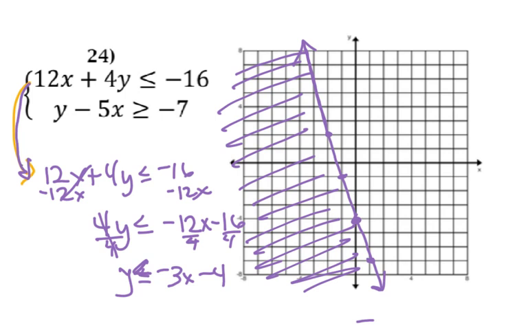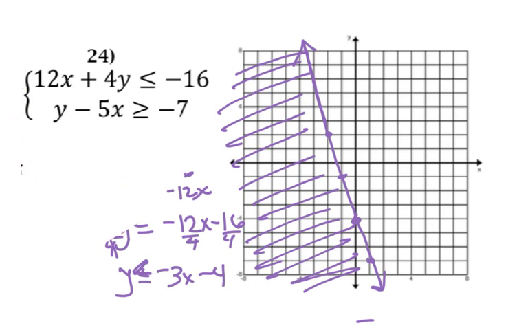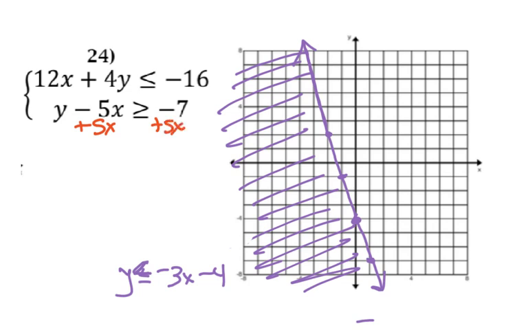Okay, the second inequality, and I'll erase this work right here. Okay, the second inequality, we're going to get the y by itself, so I'm going to add 5x to both sides. So y is greater than or equal to 5x minus 7. So I'm going to come down here to negative 7. I'm going to go up 5 over 1. I'm going to have a solid line. And it says y is greater than. So greater than is above the line.